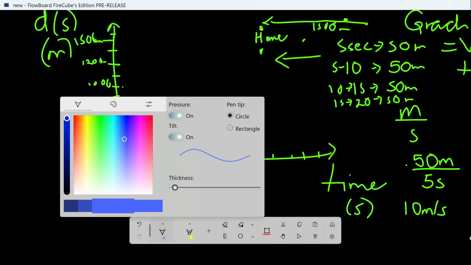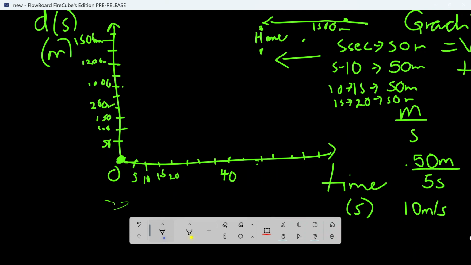Let's get in a proper blue. There we go. So at time 0, you're 0 meters away from home, or you're at home. And then at time 10, you're somewhere there. At time 10, you're not exactly 50 meters away from home, about 25. And as more time goes on, that happens, then that happens, then that happens, then that happens.